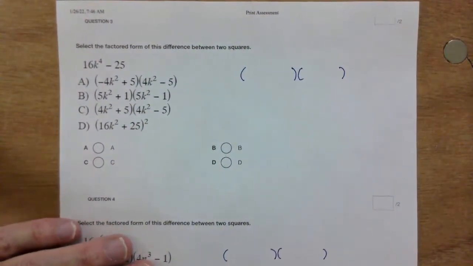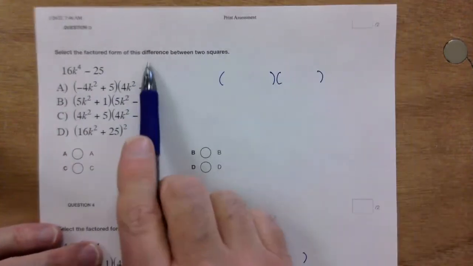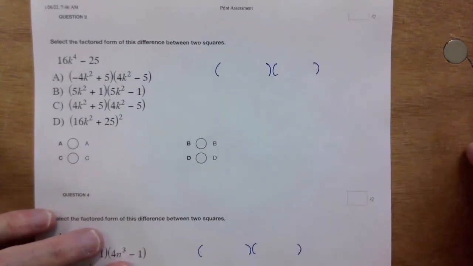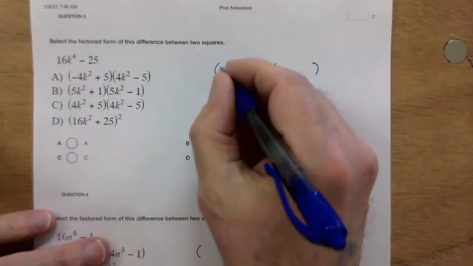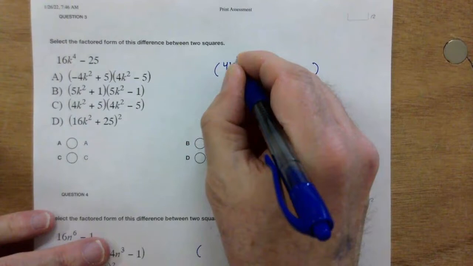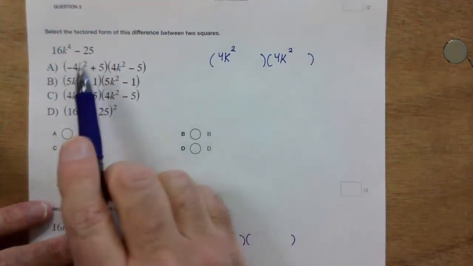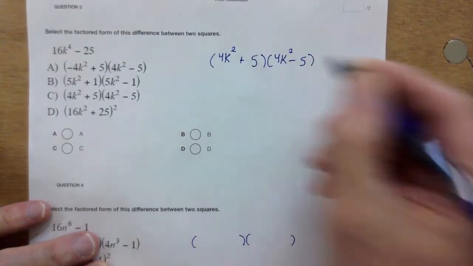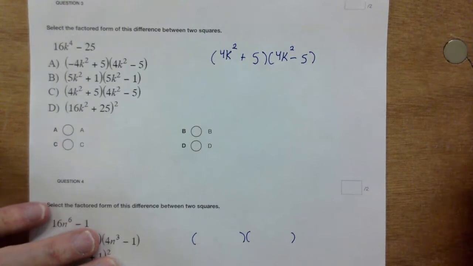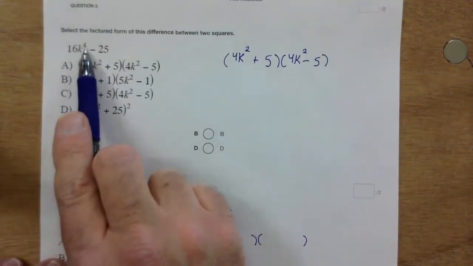All right, take a look at the last 2. Again, it's the difference between 2 squares. And I'm telling you it is right there. The square root of 16k to the 4th is 4k squared. All right, 25, the square root is 5. And remember, one's a plus and one's a minus. So that's all you have to do. Again, guys, 4k squared times 4k squared equals 16k to the 4th.